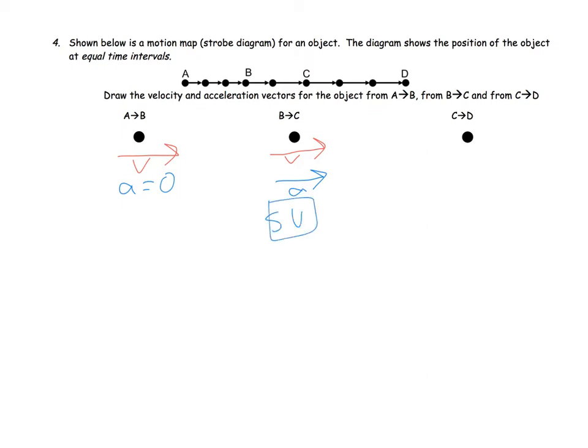From C to D, our final one, we see that our object still is traveling to the right. It looks, once again, though, like these are pretty evenly spaced, which means that our acceleration, just like in the first part, is going to be equal to 0.